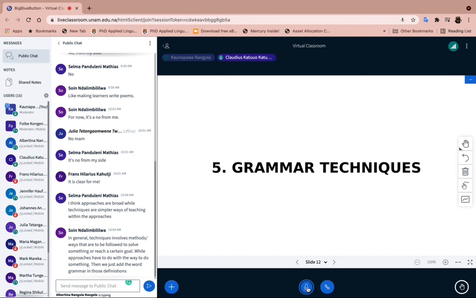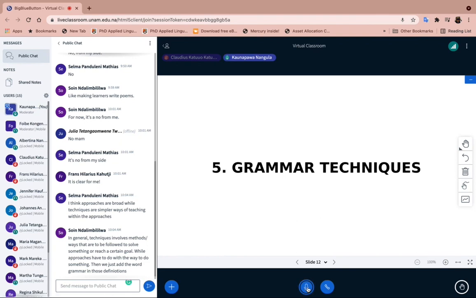Claudius, go. Okay. The grammar approaches, it is basically teaching without any corrections or so. Okay. So and techniques is where you look at now the mistakes and corrections and so. Okay. Thank you for your contribution. Thank you very much. I appreciate that. And then, okay, thank you. Then let's look at Soin.